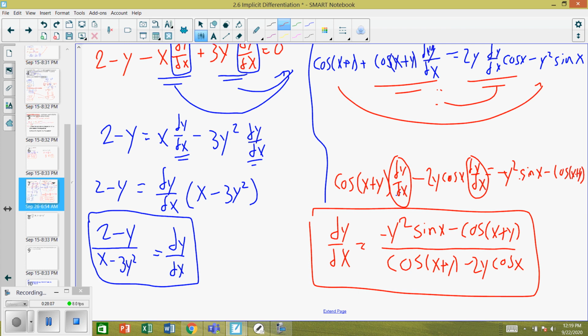All right, now that was a doozy. That was a hard one. See, that was one example where we couldn't get y by itself no matter how hard we tried, and that's why we had to do implicit differentiation.